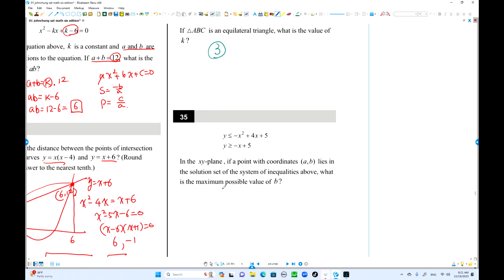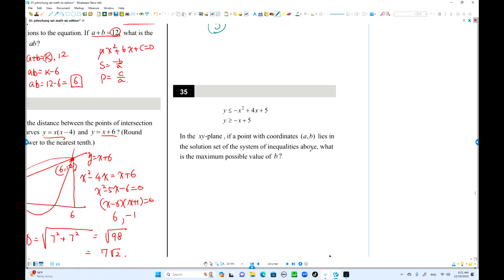Here is number 35. We have a point AB in the solution set. What is the maximum possible value of the y coordinate? If they have a solution over here, this is a minus, it looks like this one. The slope is negative. If they have a solution, it looks like this.